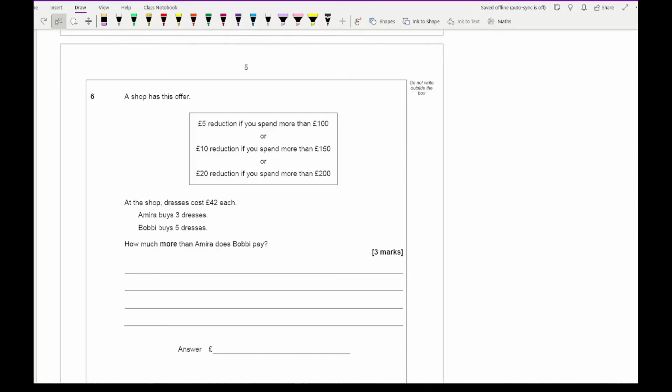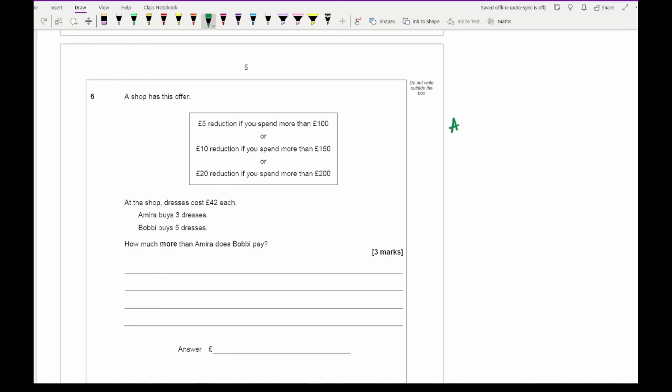So with question 6, it says the shop has an offer. You get £5 off if you spend £100, £10 off if you spend £150, and £20 off if you spend £200. So at a shop, dresses cost £42 each. Amira buys 3 dresses, Bobby buys 5 dresses, and the question is asking us how much more than Amira does Bobby pay. So let's have a look at how much each of these 2 people pay.